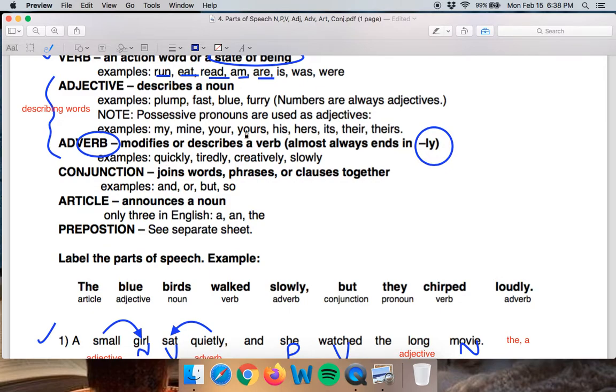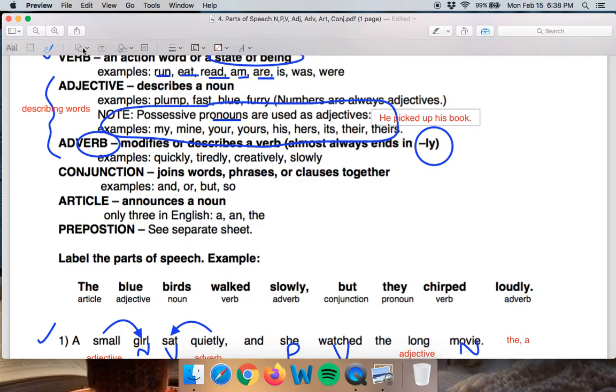Before we do, let me just say something about possessive pronouns first. Possessive pronouns are sort of weird items because they are pronouns, right? They take the place of nouns, but they don't really act like nouns. They really act like adjectives. So what if I say, for example, he picked up his book. He, that's a pronoun. There's some noun back here that it's taking the place of. And his is also a pronoun. It's a possessive pronoun. It shows something belongs.